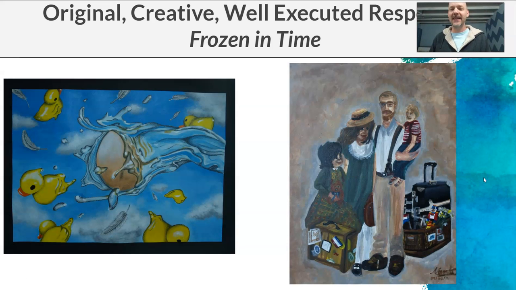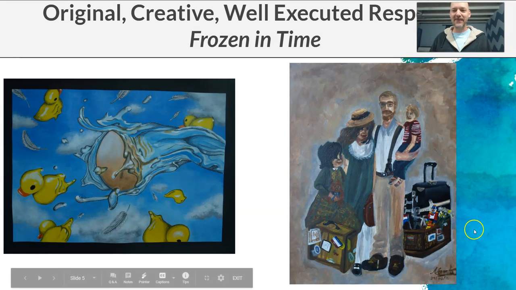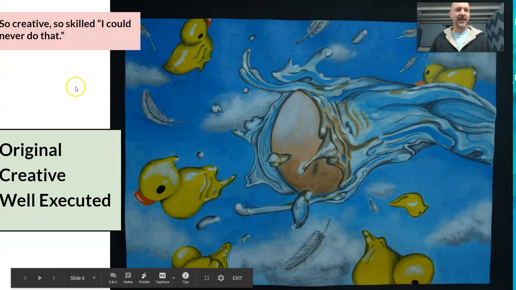This is frozen in time, right? If your theme is frozen in time, we do not want a clock in ice. You want to think of what could be frozen in time. A moment. On the right, it looks like an old photo, right? On the left, I'm not sure what it is, but it's awesome. It's so original. And it's so well done. I mean, there's an egg, there's feathers, there's rubber duckies. What is that? It's a moment, I guess, frozen in time. It's great, though. So that's what we want.